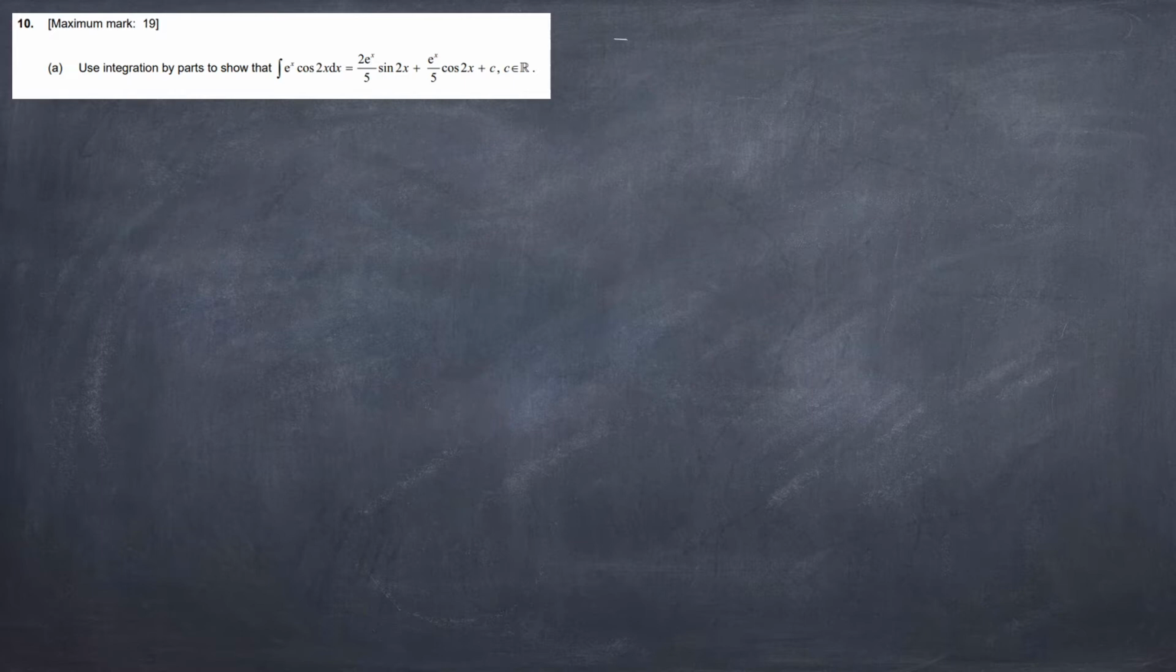But the thing is, first you need to know the formula for integration by parts. The simple formula is: the integration of uv dx is equal to u times the integration of v dx, minus the integration of du dx times the integration of v dx, and this is whole dx.